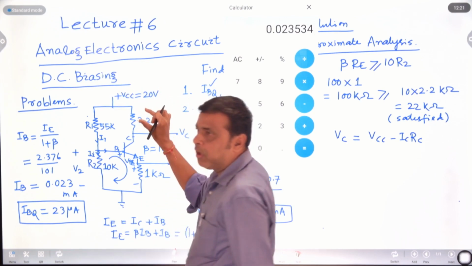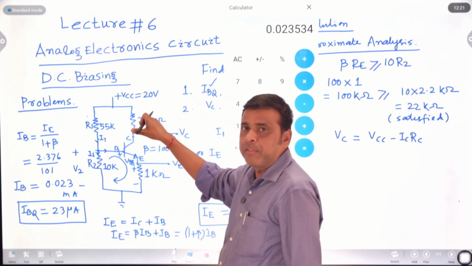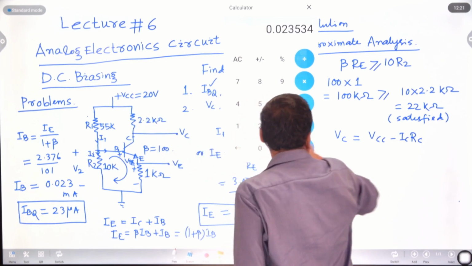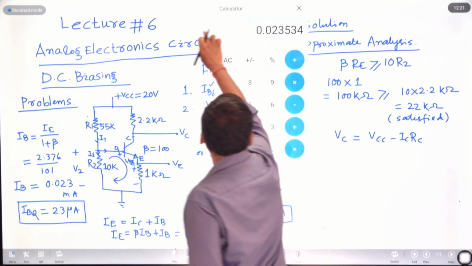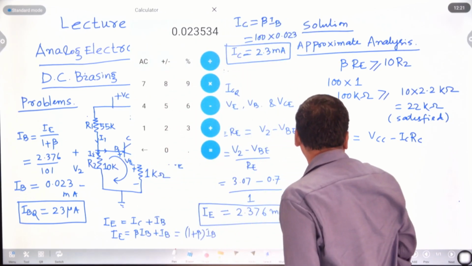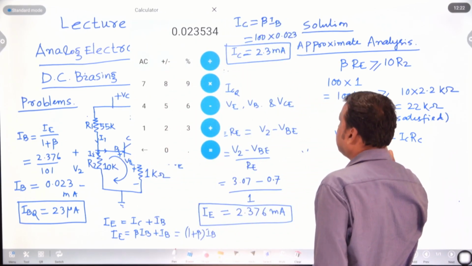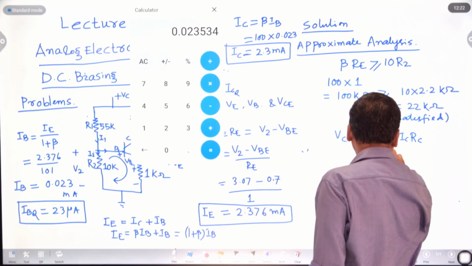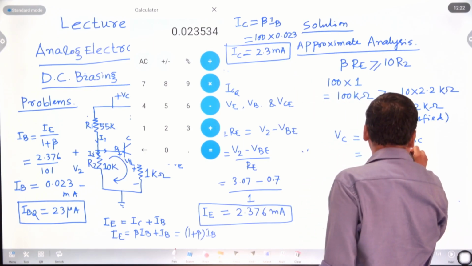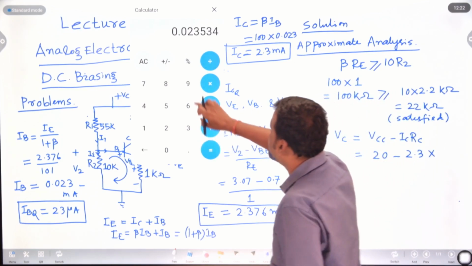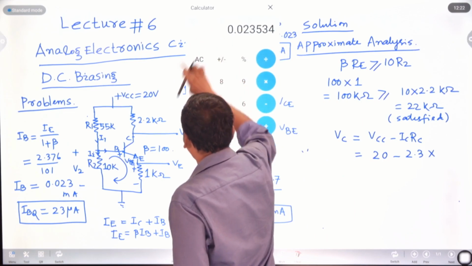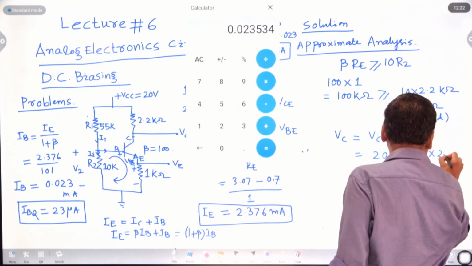So that's why VCC minus this drop. This drop means current in resistance. Current is nothing but IC. That's why IC into RC. So IC into RC. Already you got IC value. IC value is nothing but what? IC value is your 2.3 milliampere. So here VCC equal to how much? VCC is your 20 volt given. IC is nothing but 2.3, into RC. RC value is your 2.2 given.